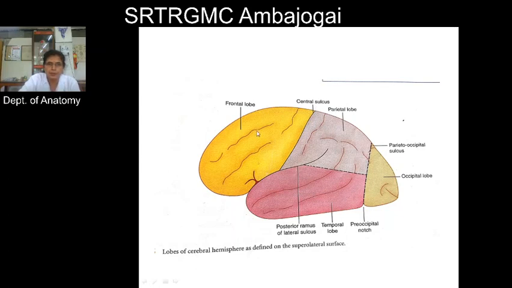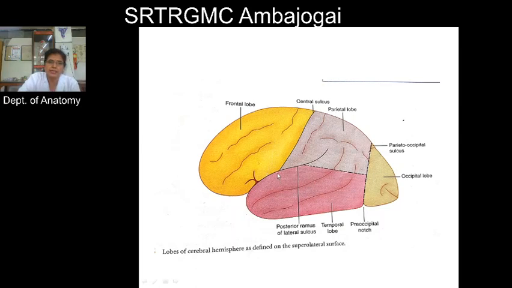This superolateral surface presents one sulcus which begins at the superomedial border, and that is called the central sulcus. This central sulcus begins at the superomedial border just behind the midpoint between the frontal pole and the occipital pole, and it runs downwards and forwards towards the other sulcus, which is called the posterior ramus of the lateral sulcus.